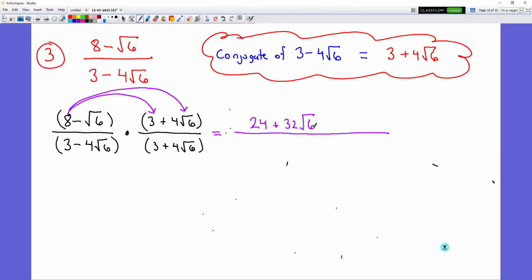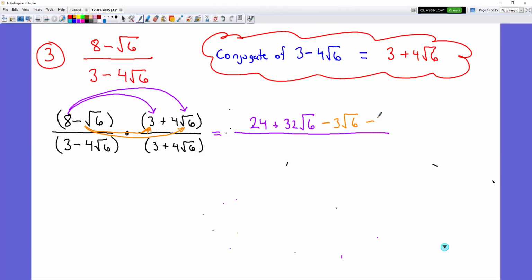Then the next thing we'll do is take the negative square root of 6 and multiply it by 3. So it's negative square root of 6 times 3, which is going to be minus 3 square root of 6. And then we're going to multiply negative square root of 6 times 4 square root of 6. A negative times a positive is a negative.